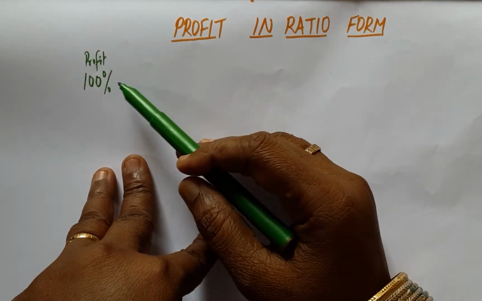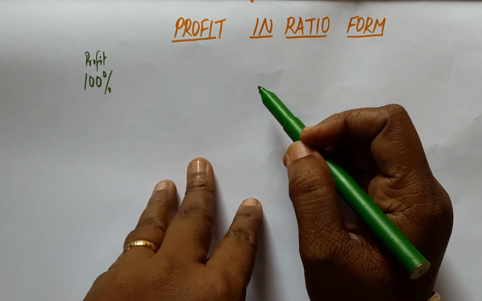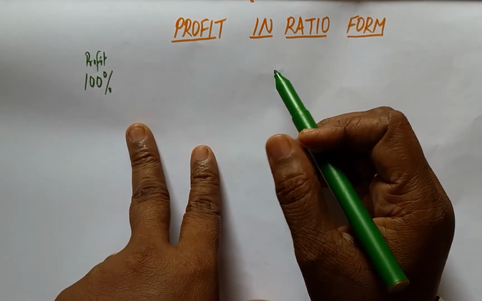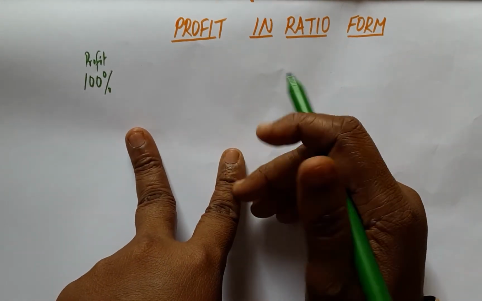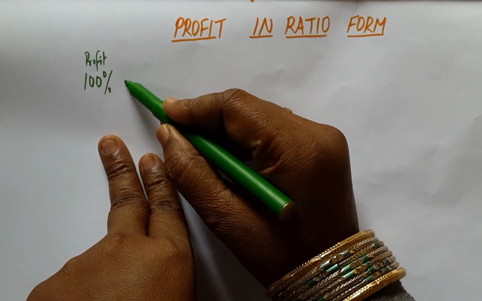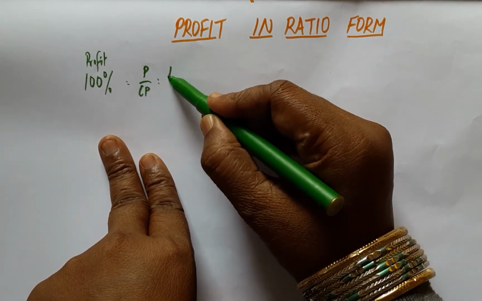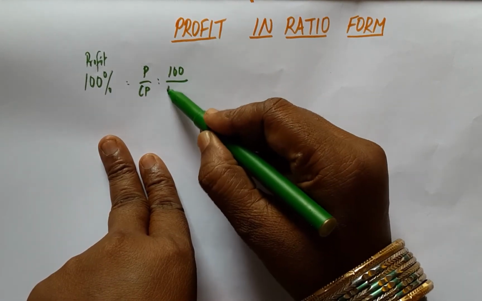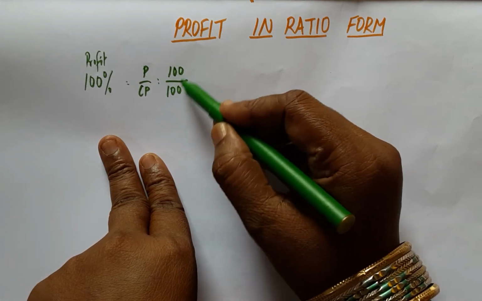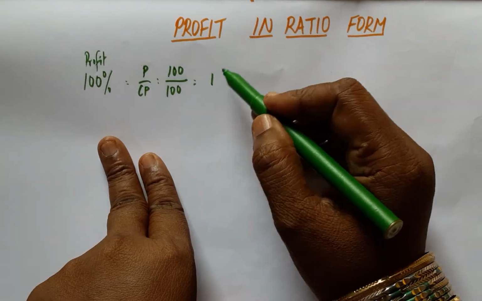Writing the profits in ratio, we have to remember and memorize these fraction ratios so that we can do the problems in a very fast method. You can see, if I have 100% profit, it means that I have made 100 rupees profit on 100 rupees purchase, and the fraction will be 1 by 1, which is 1.